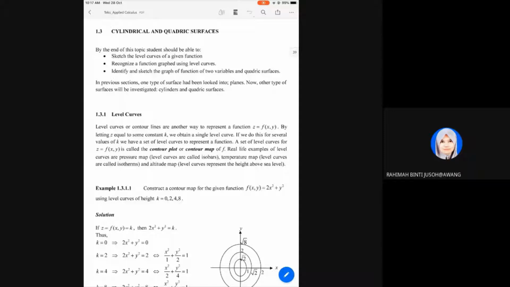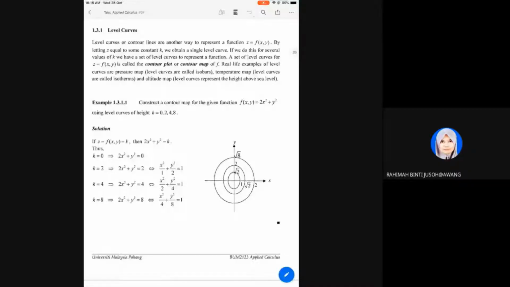Okay. So now, let us focus on subtopic 1.3.1, level curves. Everyone already has pencil, pen, ruler, paper. Okay, so I want you to write down everything that we discussed today. Alright? So, level curves.